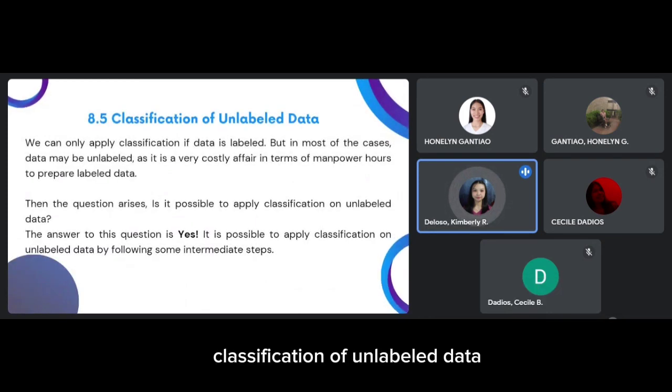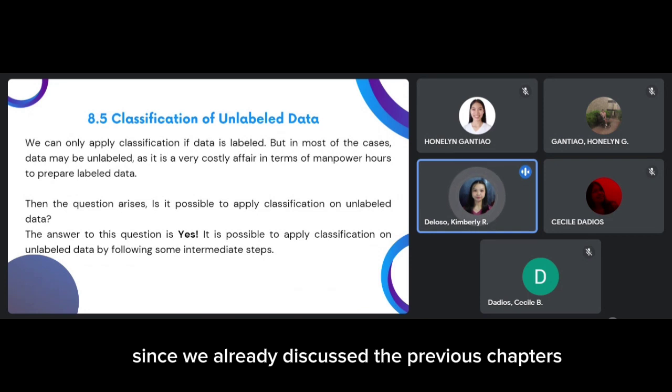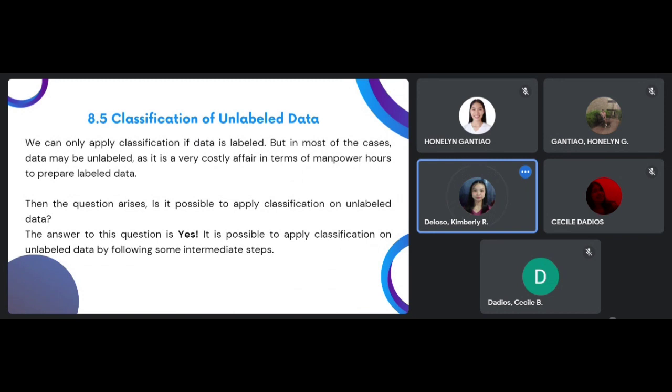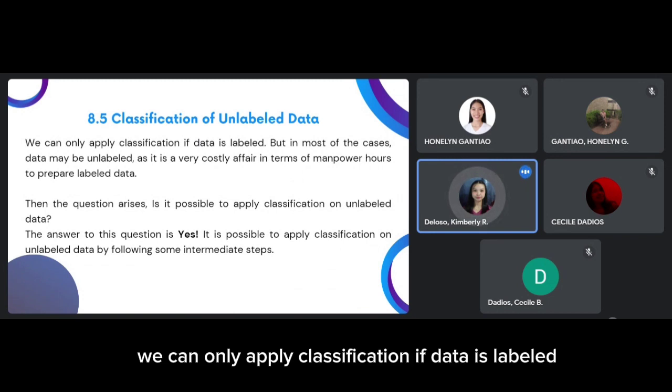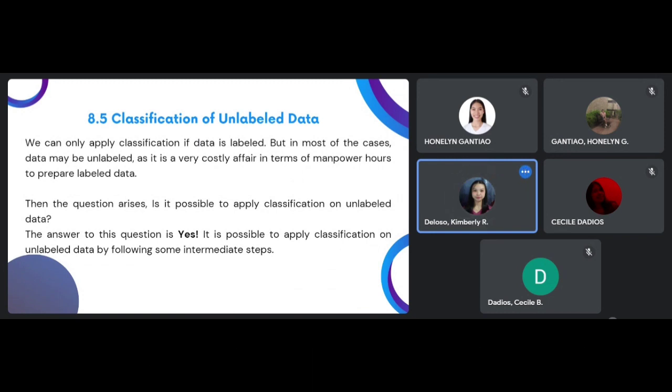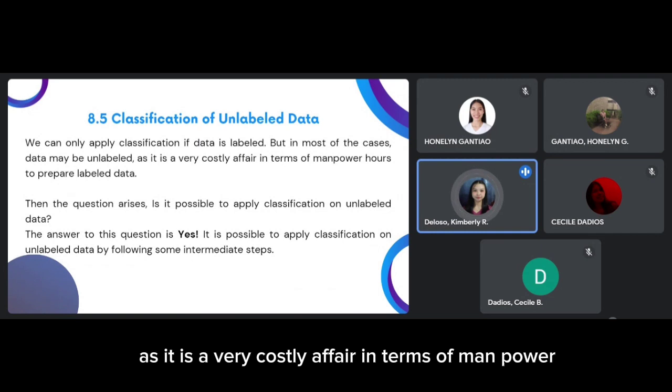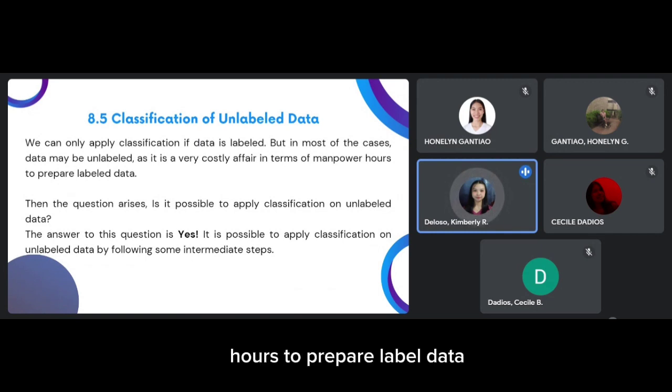Classification of unlabeled data. Since na-discuss naman nato ang mga previous chapters na ma-apply ang classification sa data to make a prediction, ang importante nga requirement is labeled data. We can only apply classification if data is labeled. But in most of the cases, data may be unlabeled as it is a very costly affair in terms of manpower hours to prepare labeled data.